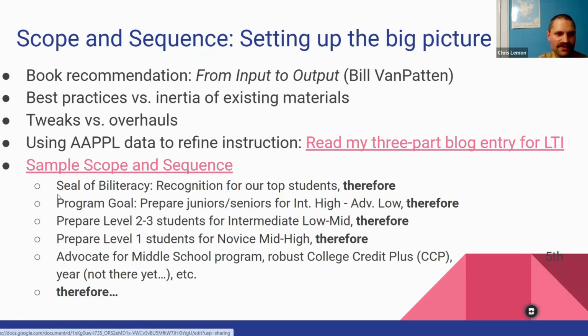But before I do, this is kind of the main thing, right? If we're talking about scope and sequence, where we started was, well, the Seal of Biliteracy in Ohio, it's a recognition for our top students.